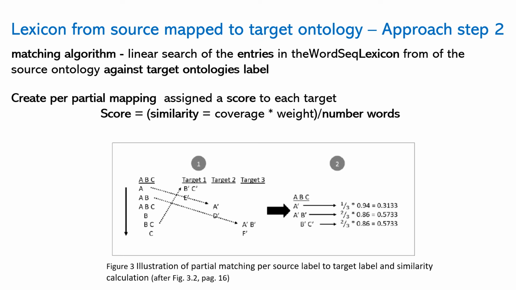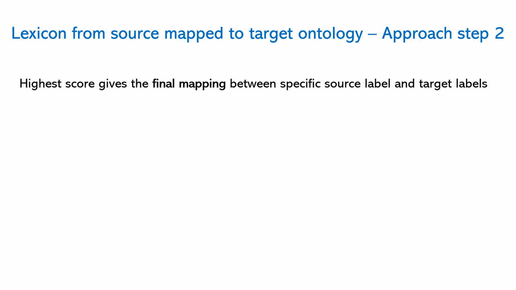The second step of the strategy is the actual matching algorithm, a linear search between entries in the lexicon against target ontology labels. As illustrated in Figure 3, you create a series of partial mappings to which you assign a score, as given in the equation in the slide. Once you build all partial mappings, the trick here is to choose the highest score mapping as the final mapping between the source label and the target label.